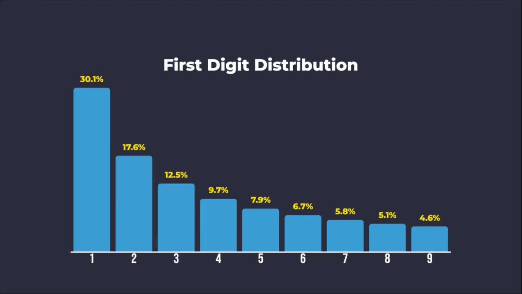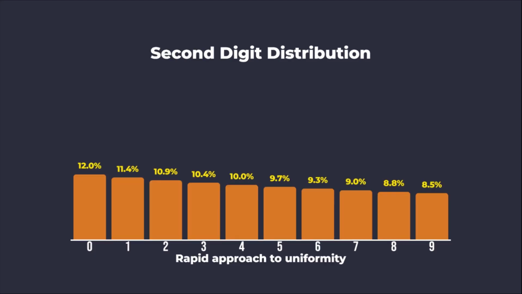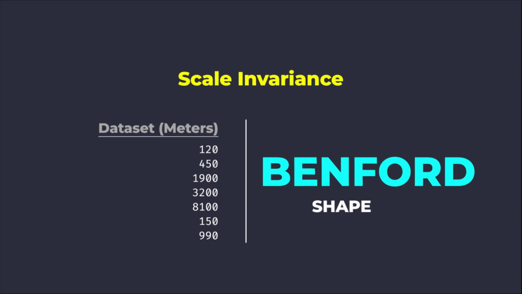This law can be extended to analyze the distribution of second digits, third digits, and combinations of digits, although the distribution rapidly approaches uniformity after the first few positions. The second digit distribution, for example, is much flatter, with the digit 0 appearing most frequently at 11.97%.